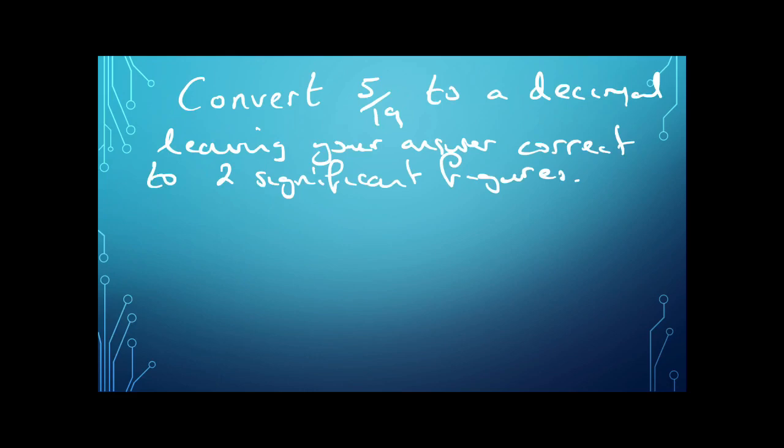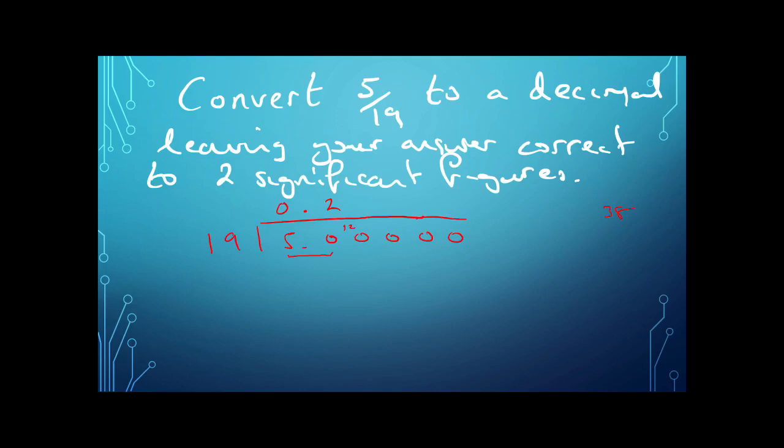Okay, convert 5/19 to a decimal, leaving your answer correct to 2 significant figures. Now there's no easy way of doing this. We've literally just got to do the division. I'm going to put a string of zeros because I know I'm going to need it. Okay, 19 into 5 doesn't go. So now we do 19 into 50. How many times does that go? It goes twice, because 2 19s are 38, so that means we have 12 left over.